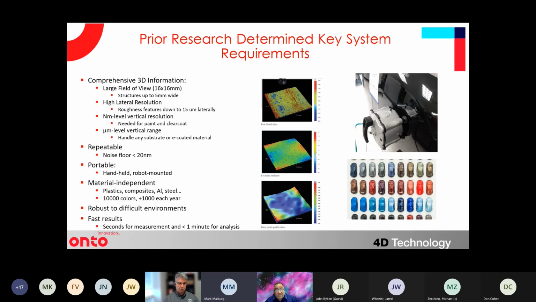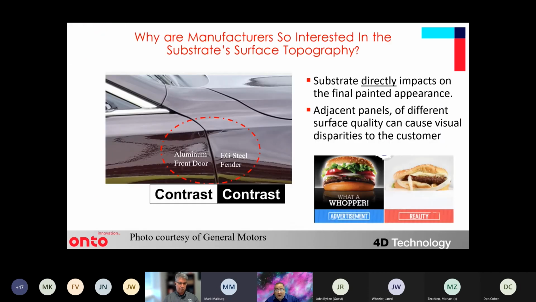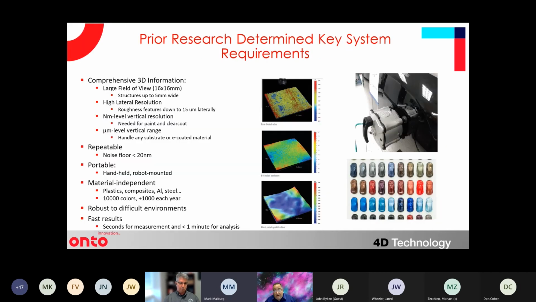Ideally, your system is going to be portable. It might be handheld, so you just walk up, as you see on the right, measuring a car hood or a car door in that case, or it's going to be robot mounted in automation. It needs to be material independent, able to measure all those different materials. And already, there are 10,000 different paint colors in the automotive world alone, and about 1,000 a year are added.